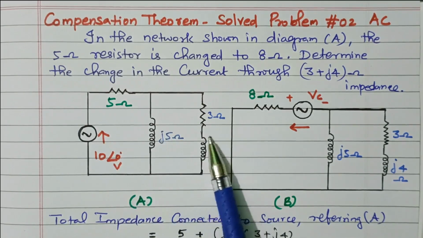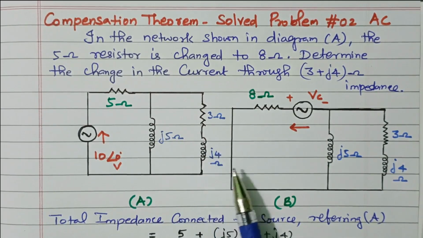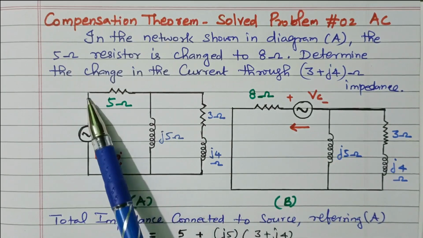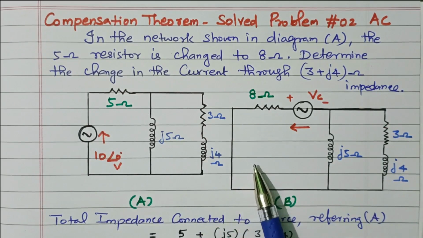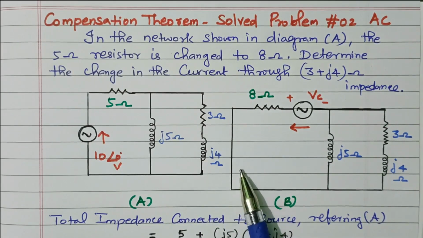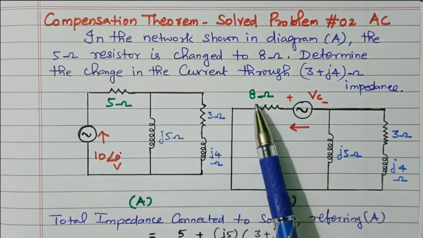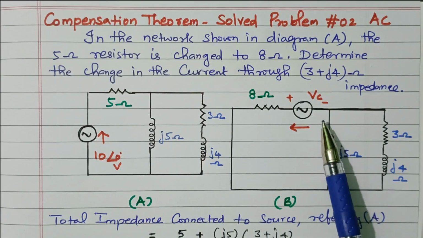So these two are connected in parallel. In this, these two are connected in series. While referring to network B, the original source is removed. We have to remove the original source. If it is a voltage source, it is short circuited. Current source means open circuited. Then we have to add the compensation voltage where the resistor is changed, right?